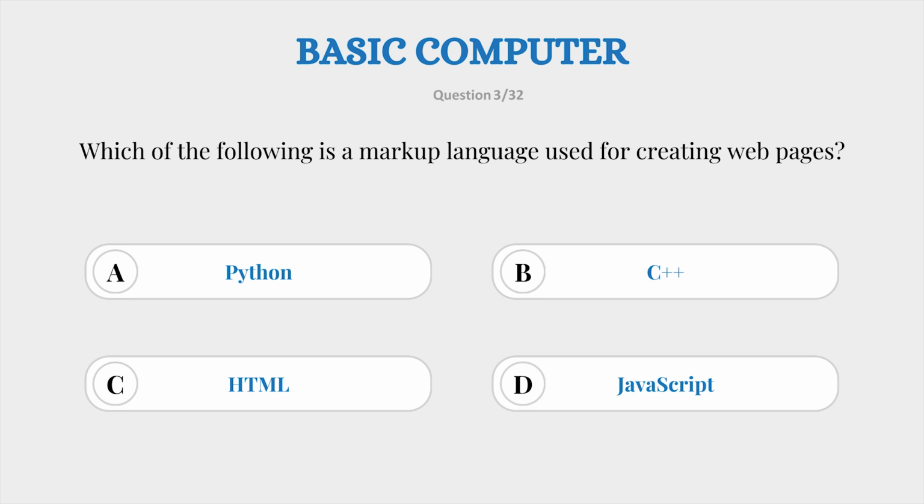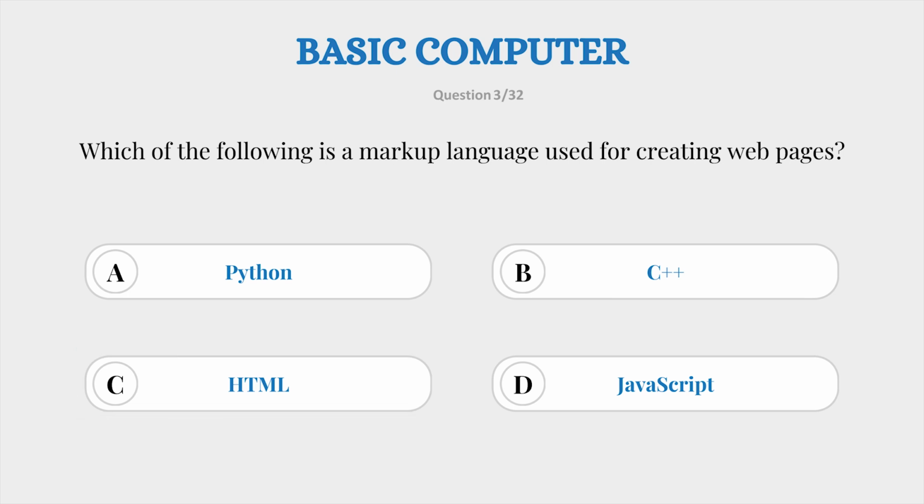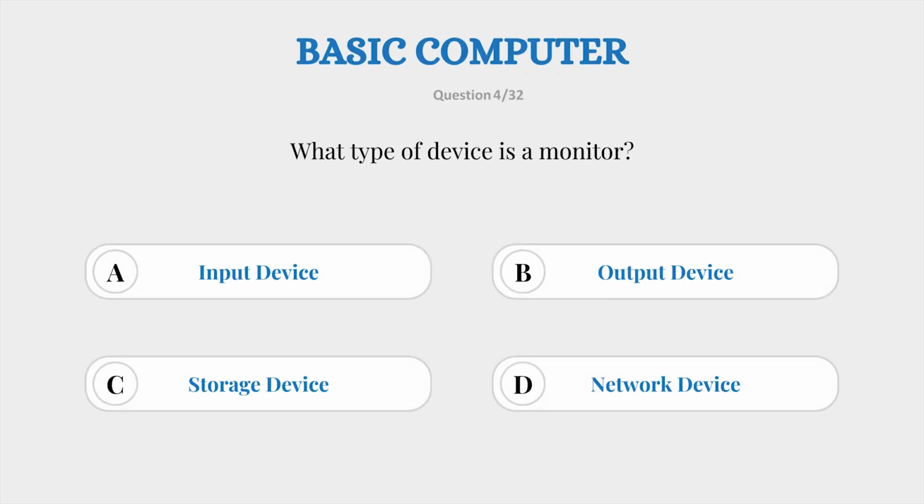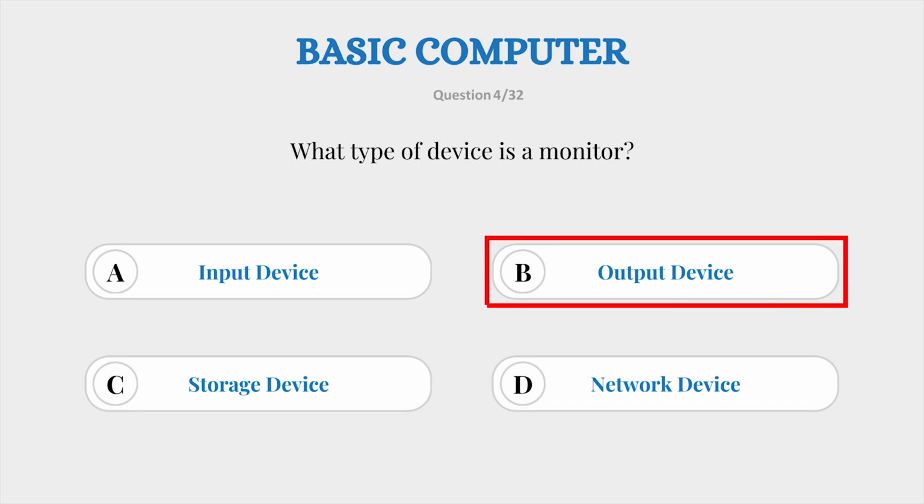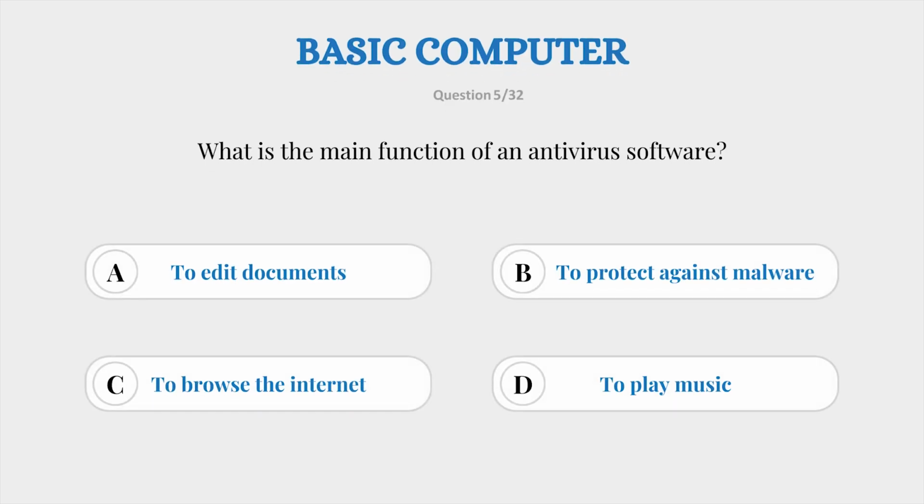Which of the following is a markup language used for creating web pages? The right answer is C. HTML. Next question. What type of device is a monitor? The right answer is B. Output device. Next question. What is the main function of an antivirus software?